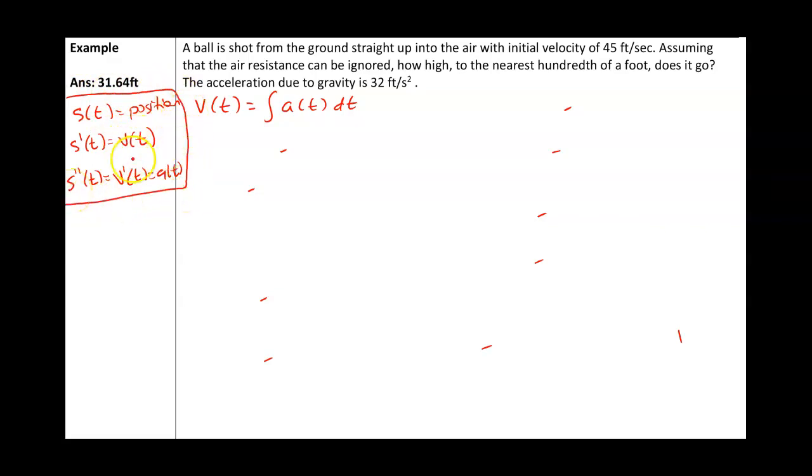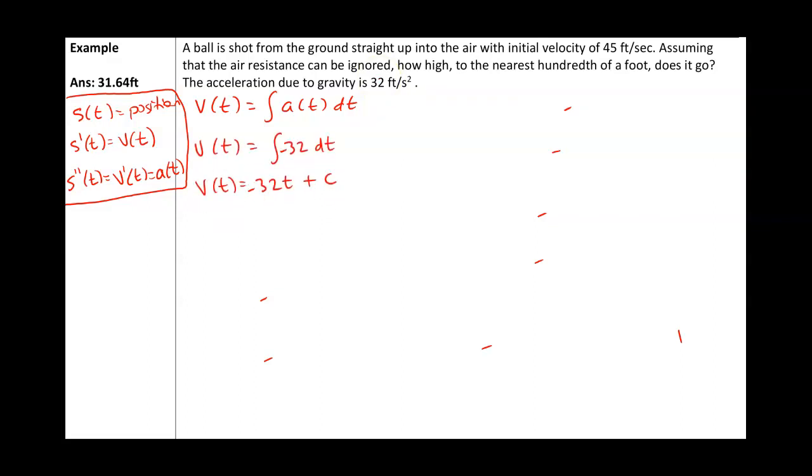So velocity is going to be the integral of acceleration, because the first derivative of velocity is acceleration. So the integral of the acceleration is going to be your velocity. Because we're given the acceleration function, which is a of t, its integral will give you velocity. Okay, so we know that the acceleration is 32 feet per second squared.